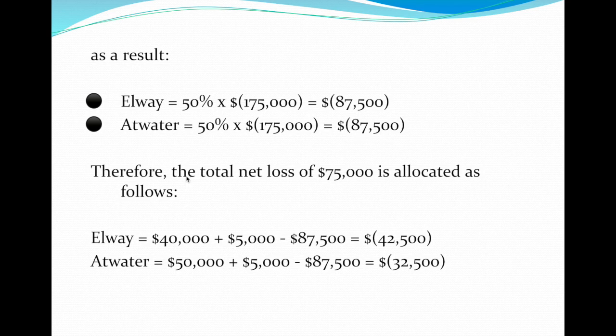So the total net loss is split evenly. Now, it gets a little tricky here because part of this $175,000 is the salaries that they're getting, hypothetically speaking.